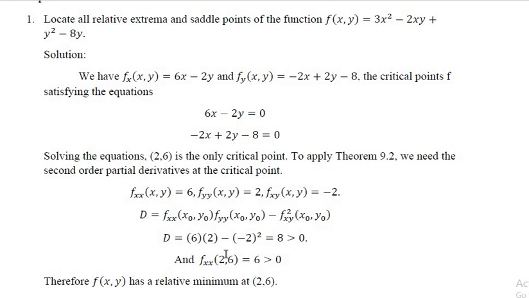So calculating D, we will get 8, which is greater than 0, and fxx equal to 6, or in small letter, r equal to 6, which is greater than 0. So if D greater than 0 and r greater than 0, that shows that according to the second partial test, the function has a relative minimum at the critical point (2, 6).